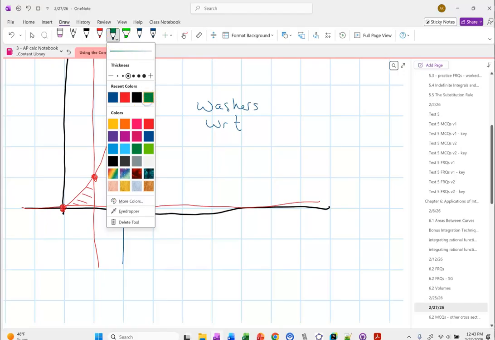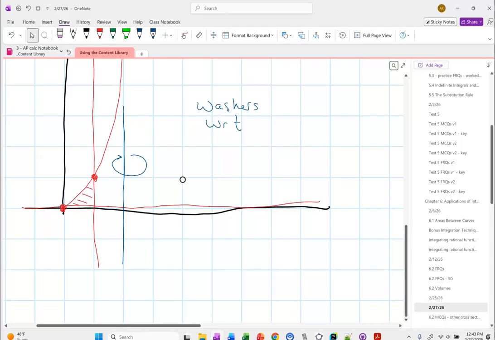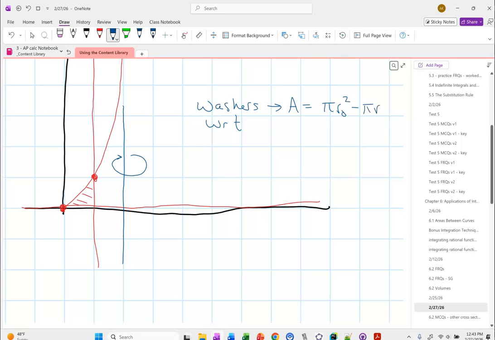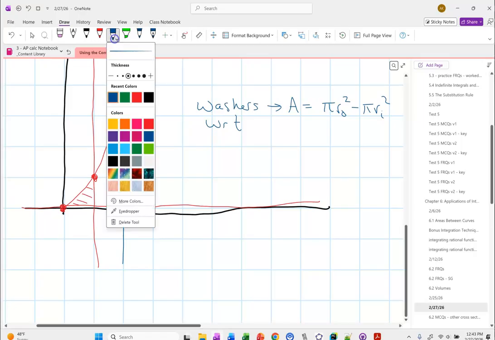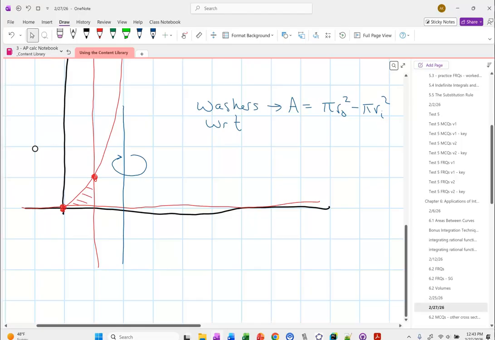So what I'm going to do now is, well, maybe before I do that, let's do this first. Since we're doing washers, I know that my area is pi r squared for the outer radius minus pi r squared for the inner radius, right? So what I'm going to do now is draw in an arbitrary, typical radius, let's do the outer radius first. Everybody's okay with that? The radius is always going to start at our axis of rotation. So in this case, that would be the line x equals 2.